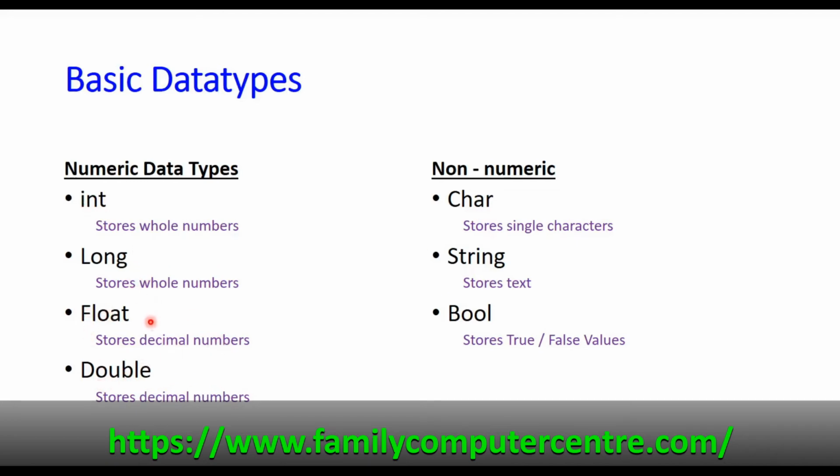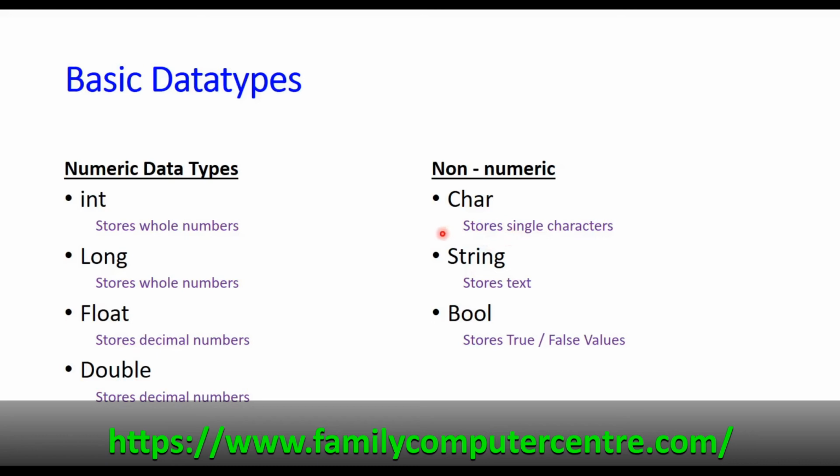Same like int and long, they are also differentiated based on how much space they consume. So small decimal numbers you could use float, and the bigger decimal numbers you can use decimal. Under the non-numeric variables, the first data type is char. Char is used for storing single characters, single letters.